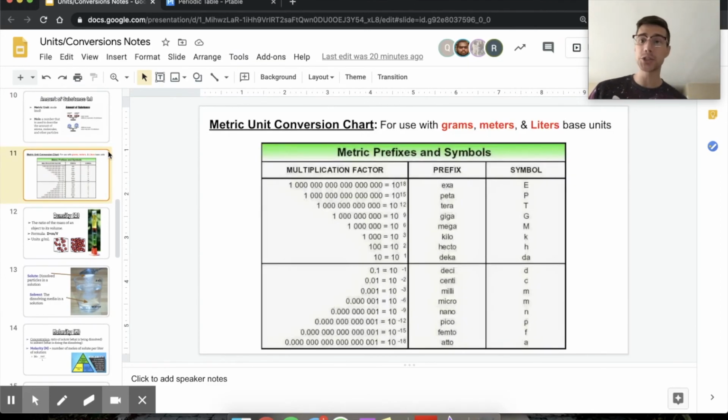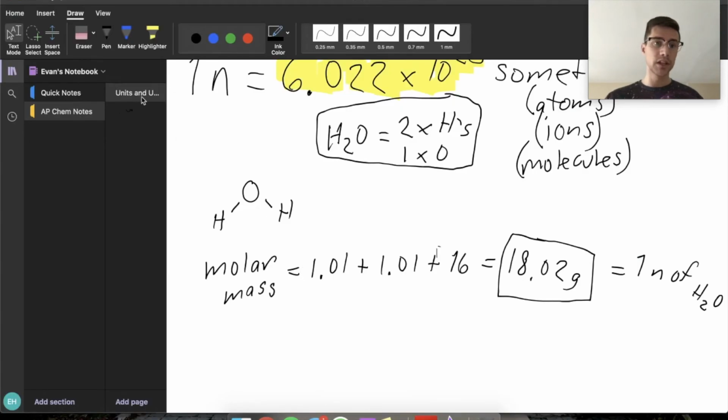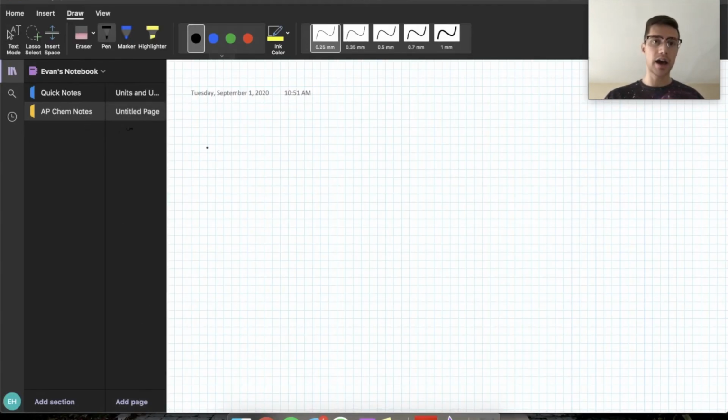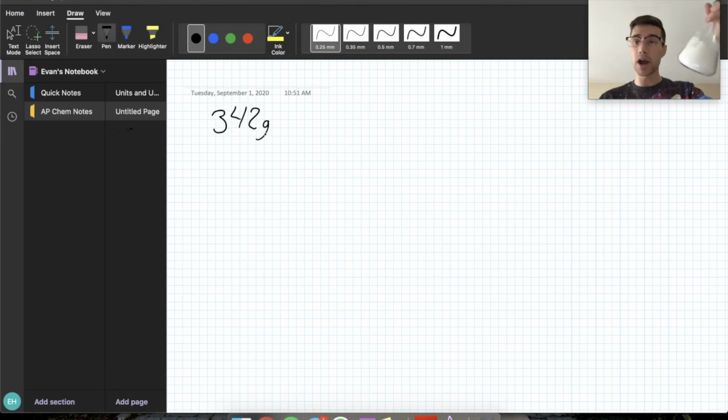So let's talk about the metric system, okay? The reason we use the metric system, like I mentioned earlier, for grams, meters, and liters, right? Those are our base units. The reason we use the metric system is because it's super easy to convert back and forth. So, for example, let's say that I measured this out, right? This is 342 grams. So 342 grams is the mass of this Erlenmeyer flask, okay? Now, if somebody asked you, how many kilograms is 1 mole of sucrose, okay? Clearly, this is not in the units of kilograms, it's in the unit of grams.